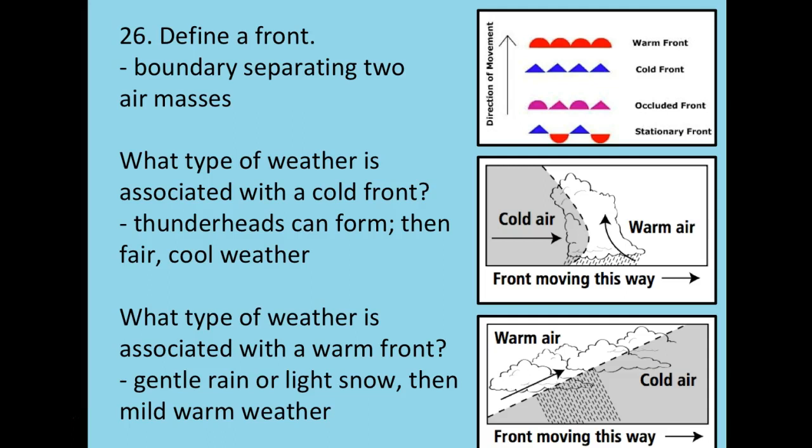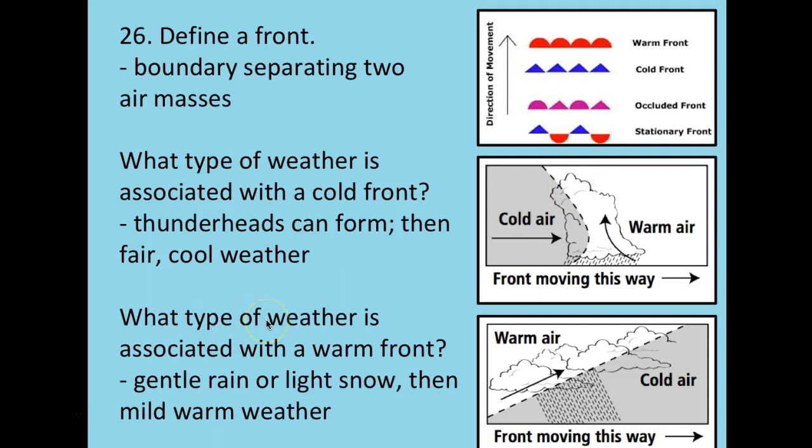Number 26, fronts are a boundary that separates two air masses. And we see the image here with our frontal boundary symbols. So you can take a look at those and make sure you review over those as well. What type of weather is associated with a cold front? So when you have a cold front, you're going to have thunderheads that can form. So you're going to have cumulonimbus clouds that are going to have this kind of thunderhead shape to it. And then afterwards, you're going to have fair, kind of cool weather.